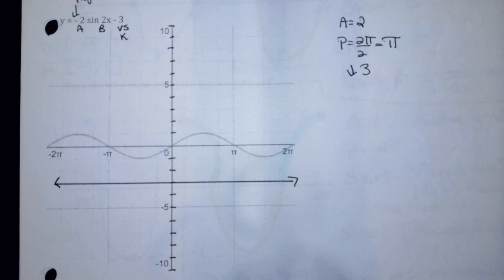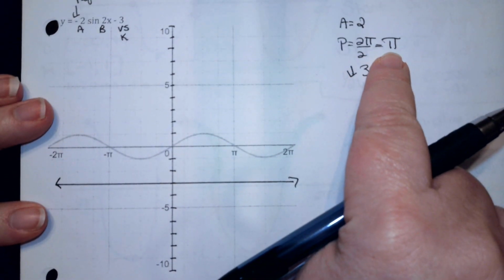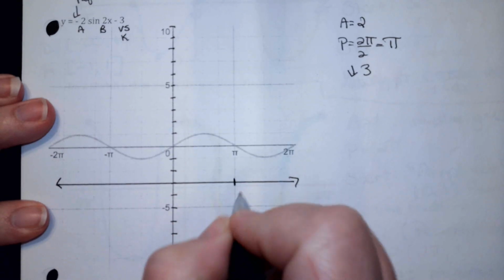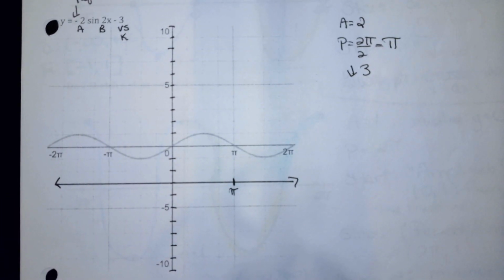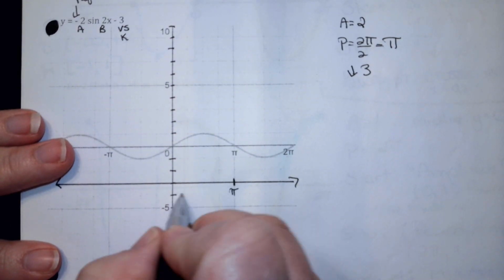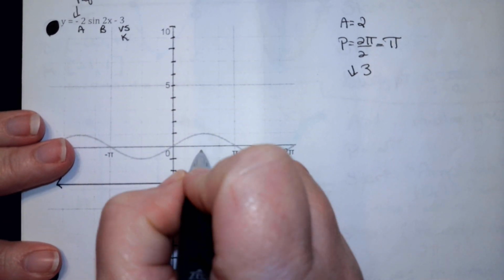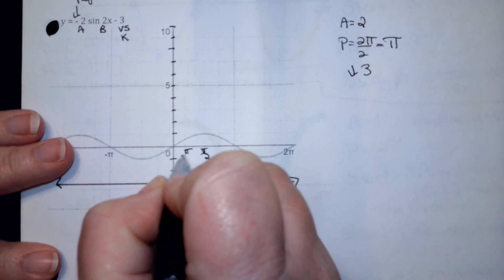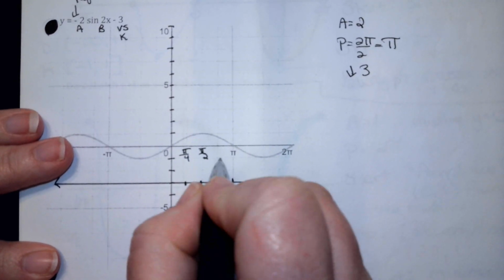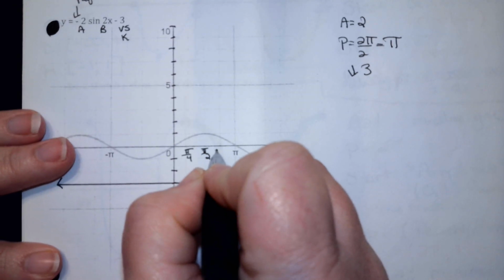And again, we're just going to do one cycle this time. So the period now is pi. So that means by the time it hits pi, I'm just going to write pi right there just to help me remember. By the time it hits pi, I'm done with the whole cycle. All right, so halfway between these two right here would be pi over 2. This right here is going to be pi over 4. And this right here is going to be 3 pi over 4.